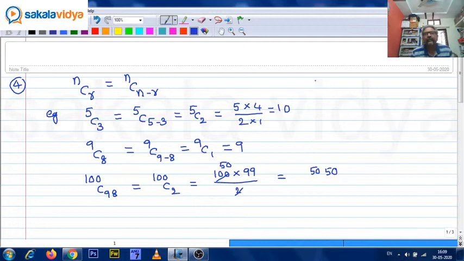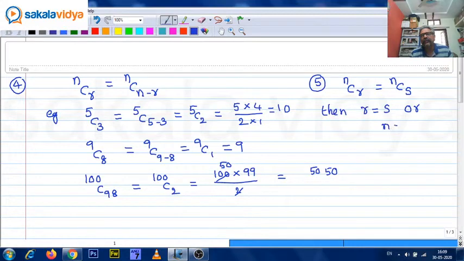Even sometimes, see, nCr is equal to nCs. Then r is equal to s, or n is equal to r plus s. n is equal to r plus s. Even you remember one more thing I have forgotten. nCn is also nC0. That's equal to 1. Understood now? nCn equals nC0 equals 1.